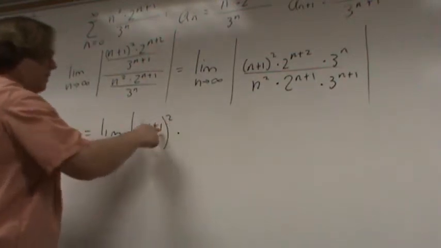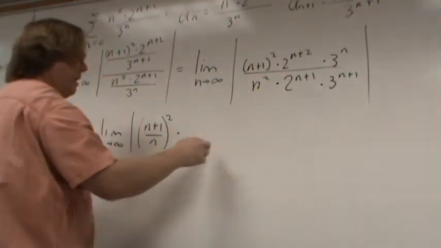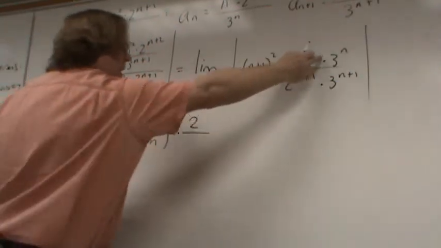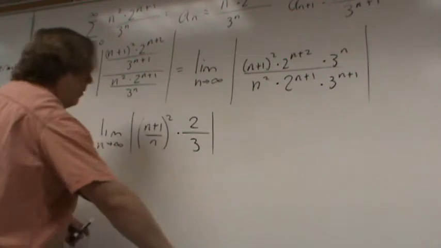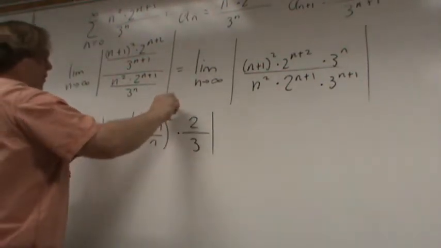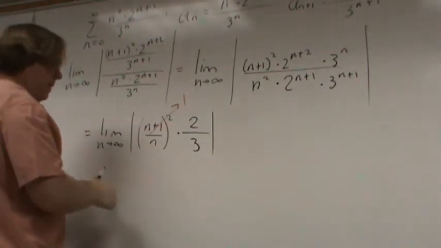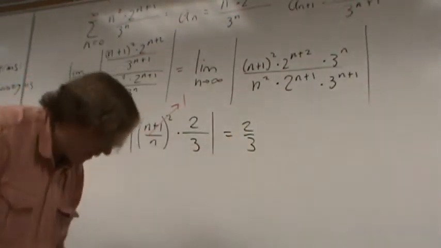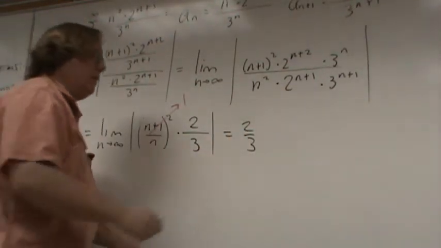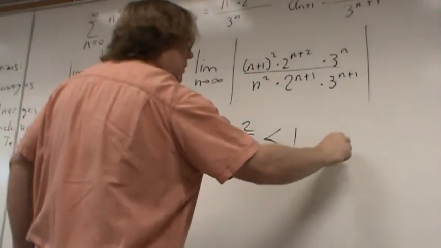So this guy ends up being 1. What's this guy over that guy going to get me? 2. What's this guy over that guy going to get me? Yeah, great. And we know that this limit, as n goes to infinity, this guy goes to 1. So what's the answer? 2/3. So does this guy converge or diverge? Yeah, this is less than 1, so this series converges.